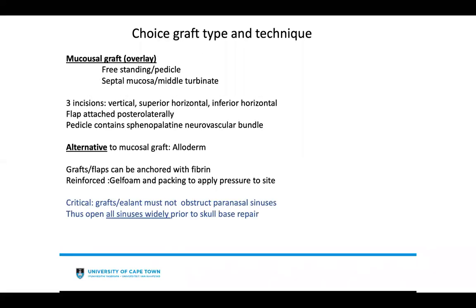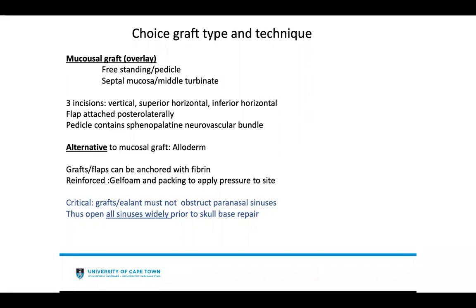Mucosal graft is generally an overlay. That can be freestanding or pedicle based. You can use septal mucosa or you can use the middle turbinate, as we've discussed before. If you're going to do a mucosal graft, you'll do 3 incisions: a vertical, superior horizontal, and inferior horizontal.